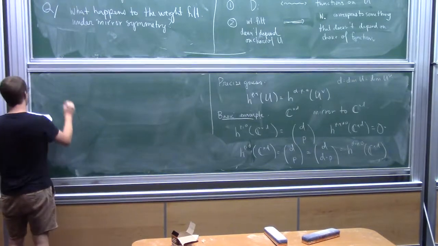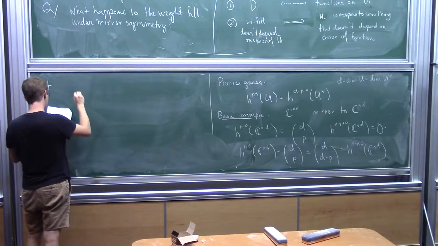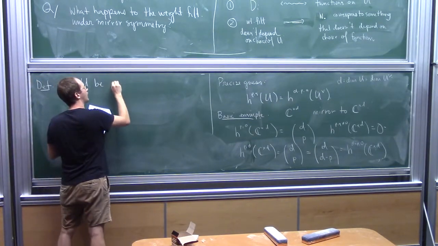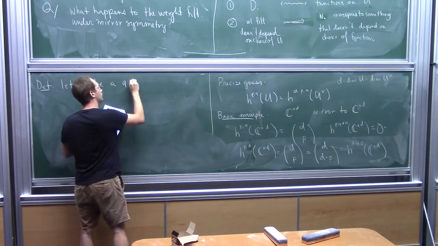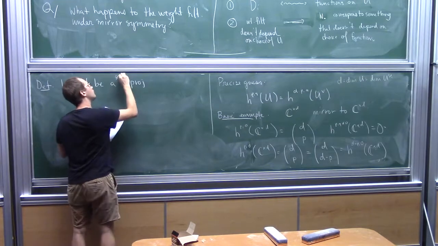Okay, so let's make a definition to make a precise conjecture. So let U be a, say, quasi-projective variety, say smooth.